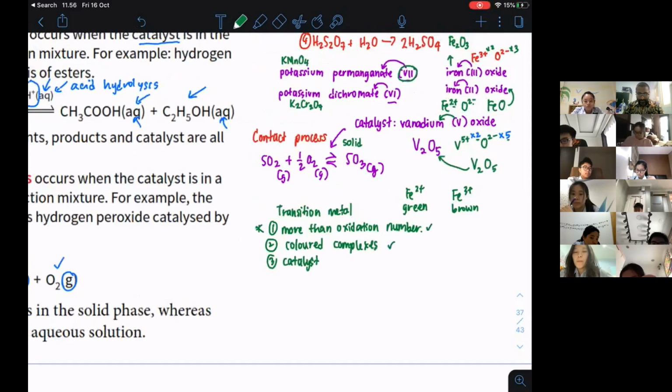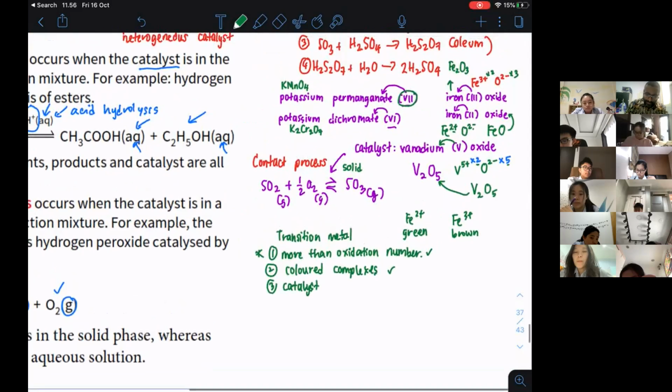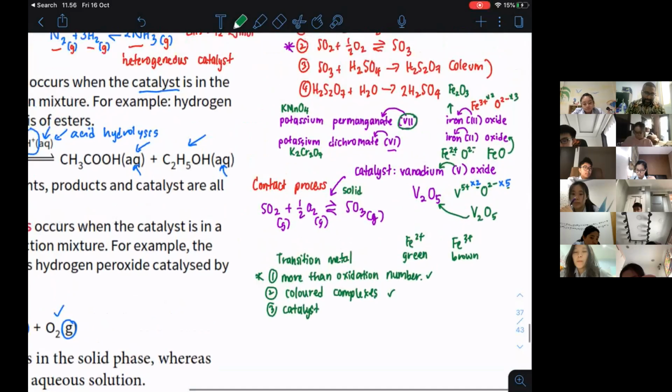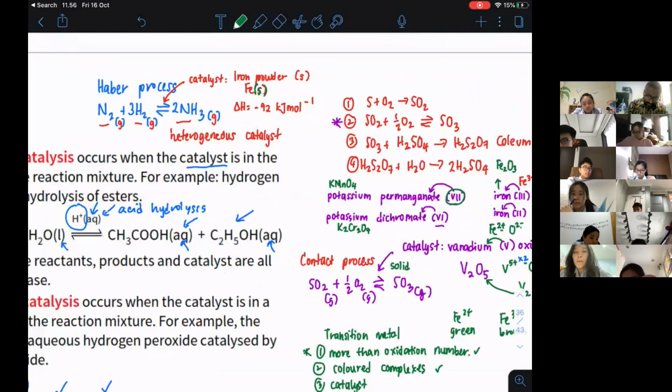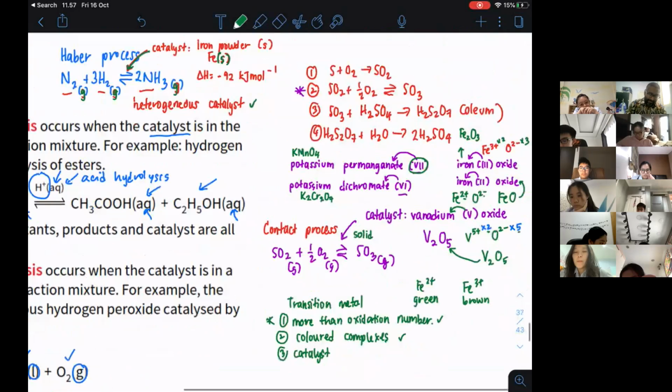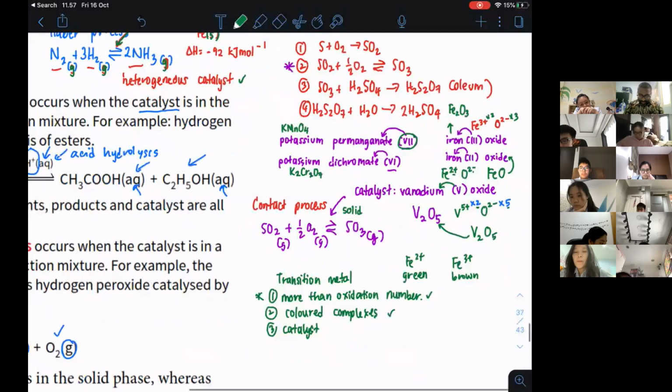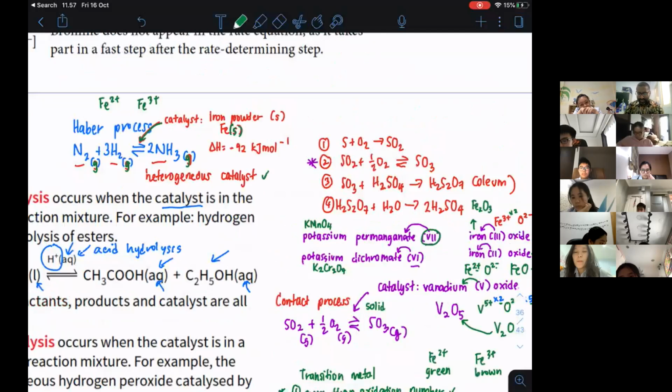You can see that in the Haber process, the iron powder is solid, and the rest are all gas, so you have a heterogeneous catalyst. But iron is also a transition element, so it can form Fe2+ and Fe3+. Another example is vanadium, also a transition metal, used in the contact process.